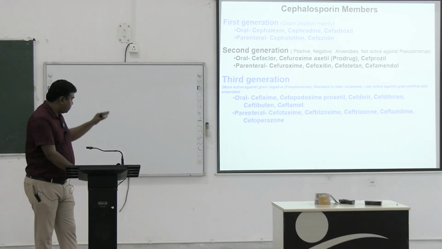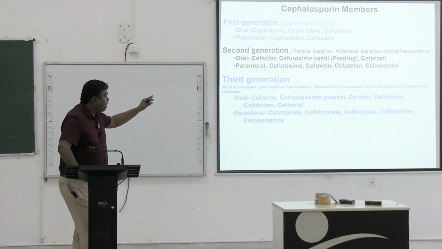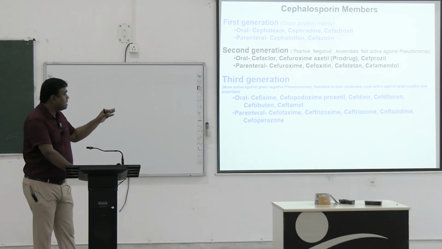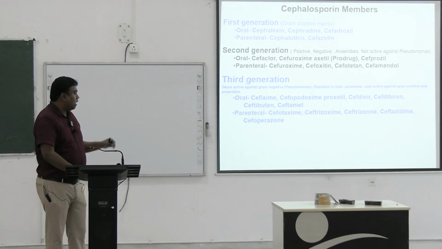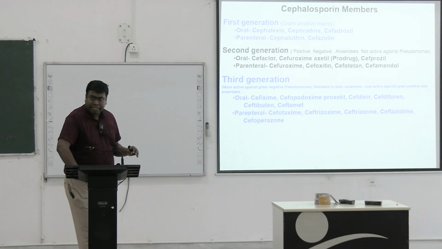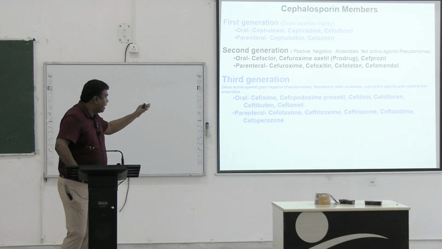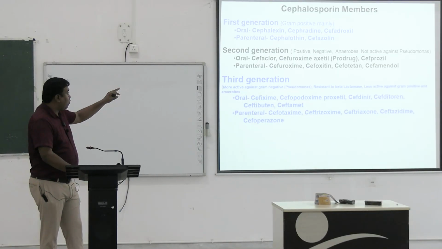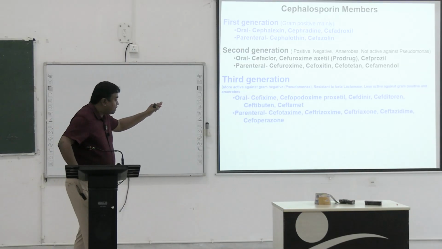Now, third generation, most commonly used. These are active against gram-negative, even pseudomonas, resistant to beta-lactamase, less active against gram-positive. And most commonly used in our setting is ceftriaxone. Ceftriaxone is injectable or parenteral third generation. Another thing is cefpodoxime proxetil, that one is cefuroxime axetil, and this is cefpodoxime proxetil.